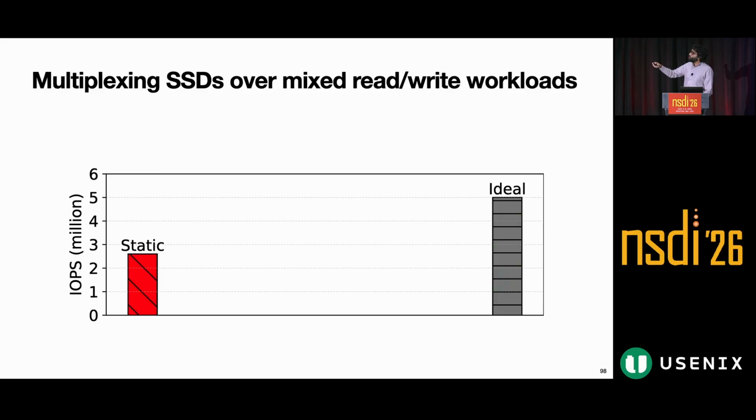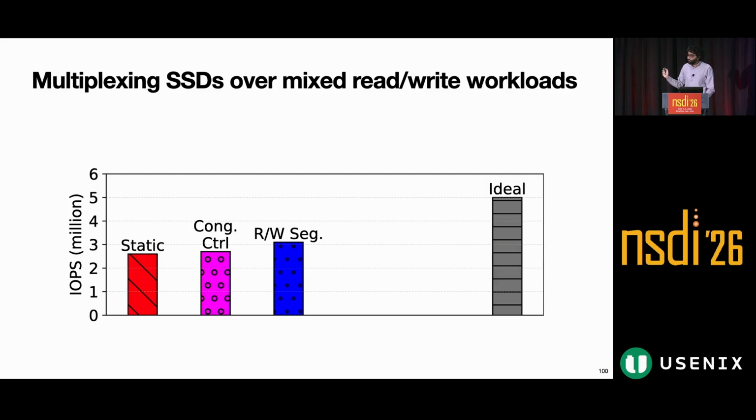So systems that overlook all this variability will only get you so far. Then if you start looking at only congestion signals, which some of the prior work does, then you're only able to manage your tail latency, but you don't get much improvement in throughput. If you're only physically separating reads and writes, but overlooking other sources of variability, that only gets you so far, about 3 million IOPS, still far from ideal. And then weighted routing gets you a little bit closer, close to 4 million IOPS.